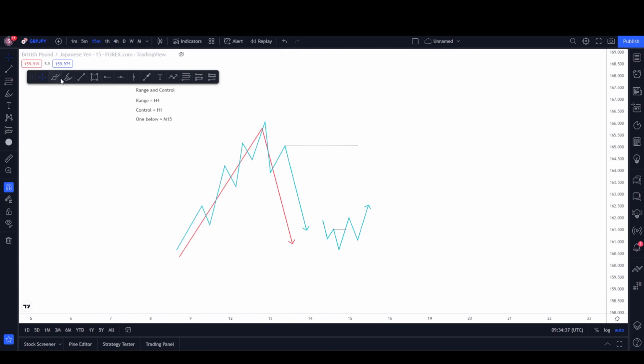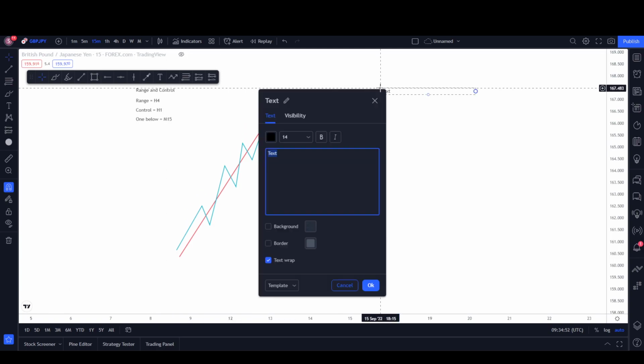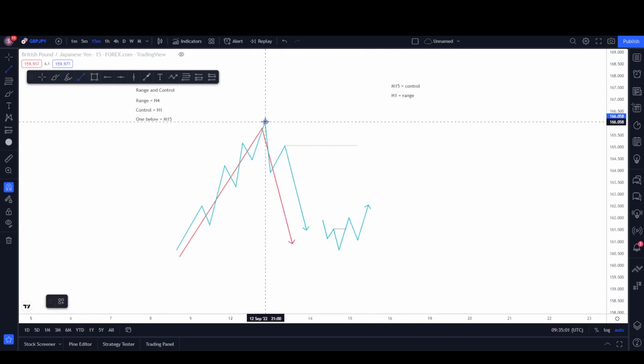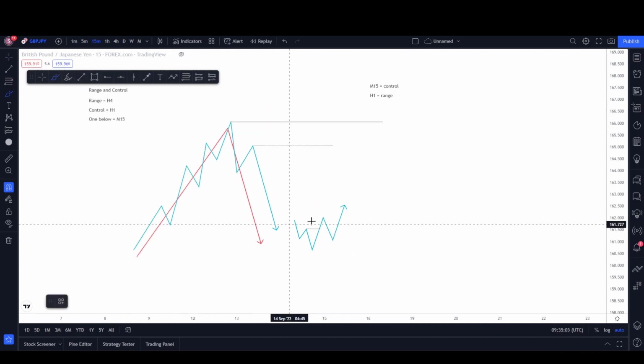Like I spoke about SMT as being one. So you can enter on an SMT, but obviously not for now. I'm just going to enter on a break structure. So let's say we entered on an M15 break structure. As we know from our previous video, range and control, if we're entering on M15, M15 is control, and that means H1 is range. But we're targeting H4, okay? So technically, this M15 break structure only equates to a H1 retracement.